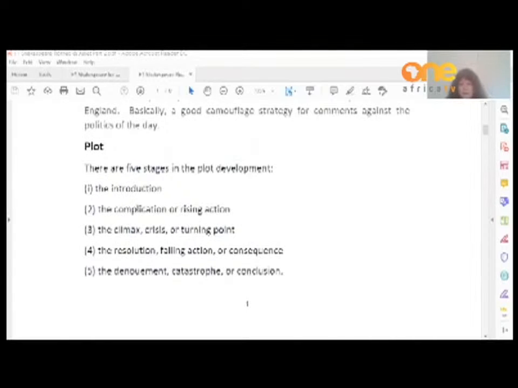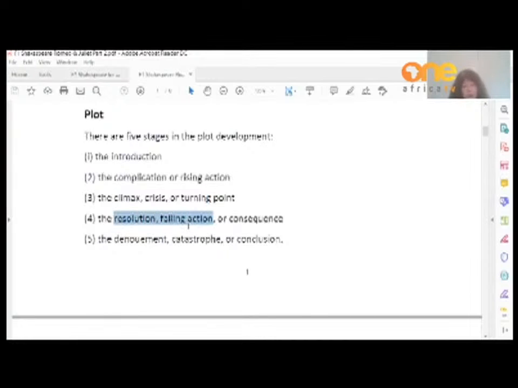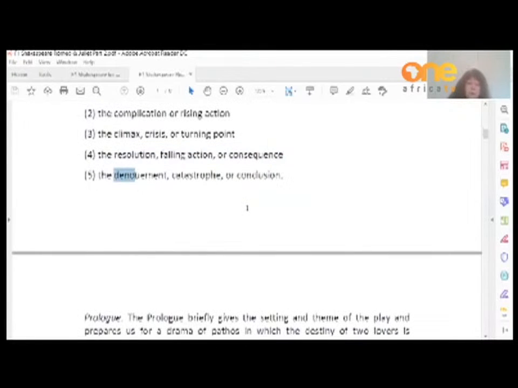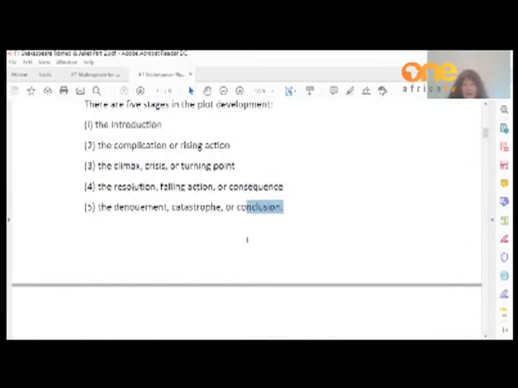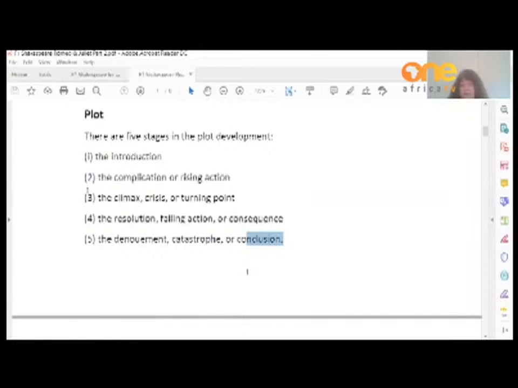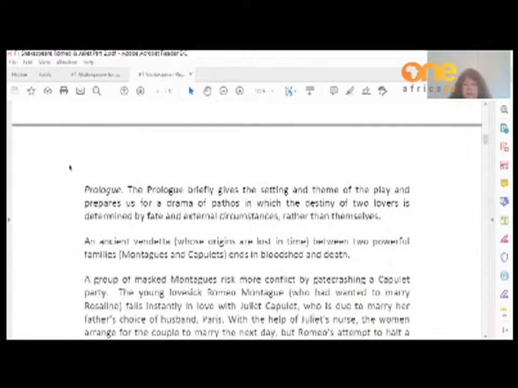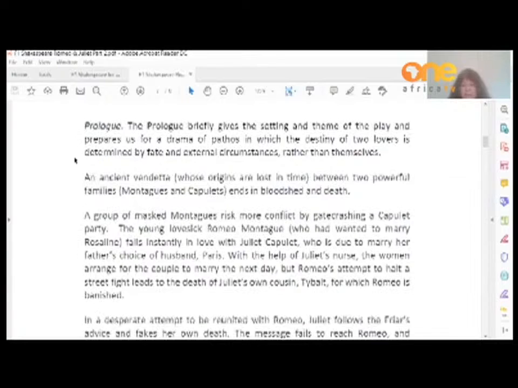You know when you have to write your own story, there are 5 stages in plot development. It's exactly the same with Shakespeare. There's the introduction, the complication or rising action, the climax, crisis or turning point. Then we have a resolution or falling action or a consequence. Then we have a denouement, a catastrophe, or just simply a conclusion. So you're going to find these 5 stages in the plot. Let's take a look at the plot, first of all, of Romeo and Juliet.